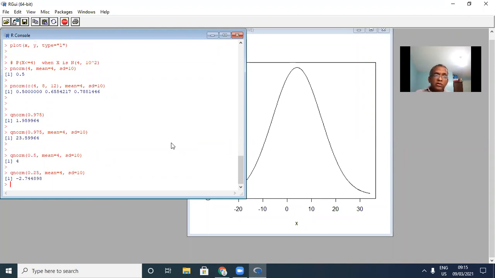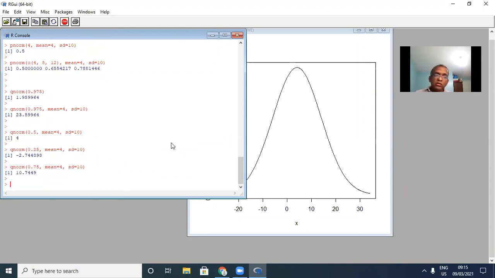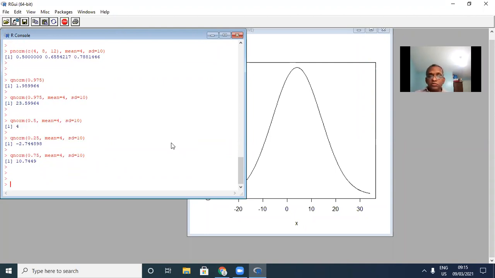And this is the first quartile of a normal with parameters 4 and 10, and this is the third quartile of a normal with parameters 4 and 10. All right, and so on.